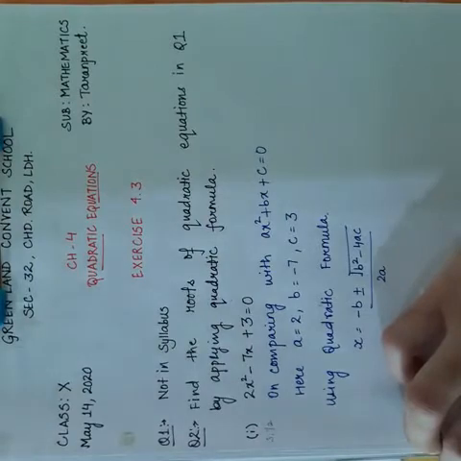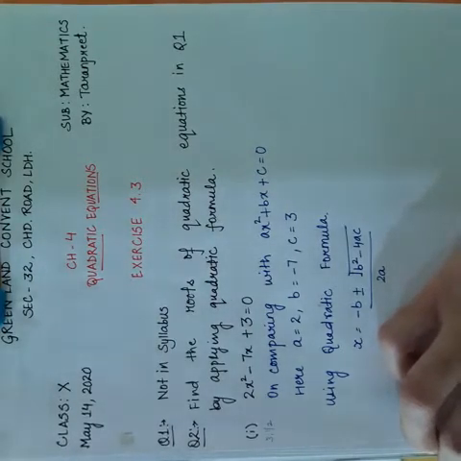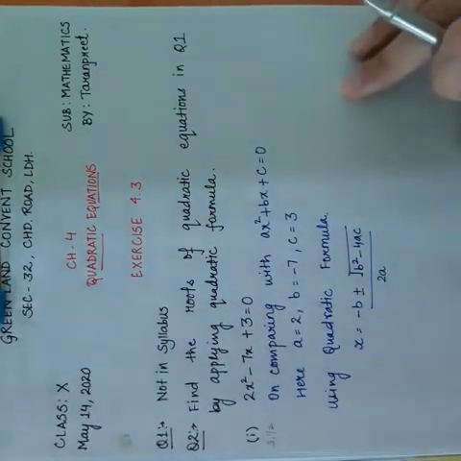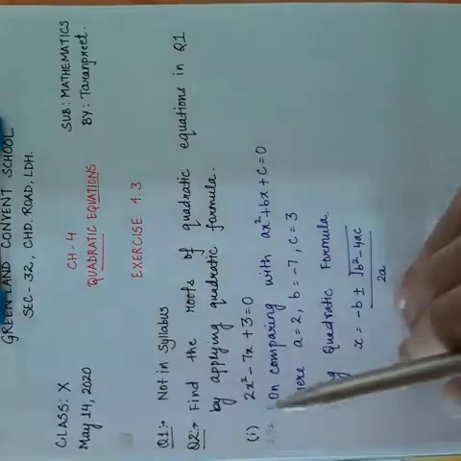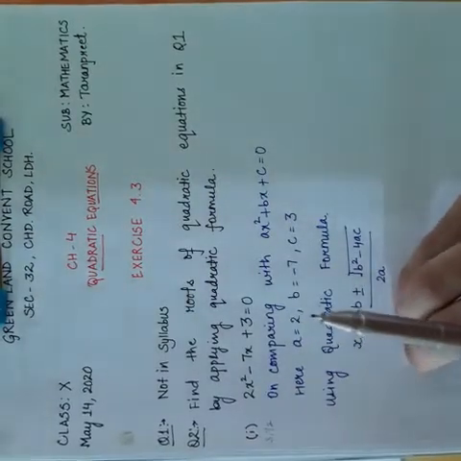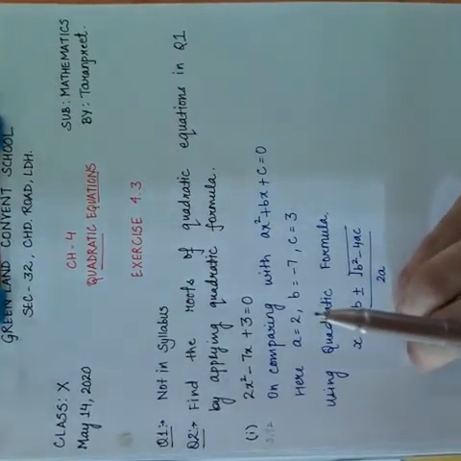So from exercise 4.3, the first question is not in your syllabus. We'll begin with the second question. Find the roots of the quadratic equations in question number 1 by applying quadratic formula. So whatever equations are given in question number 1, you have to use the same equation to find the roots by quadratic formula. Now the first part is 2x square minus 7x plus 3 equals to 0.